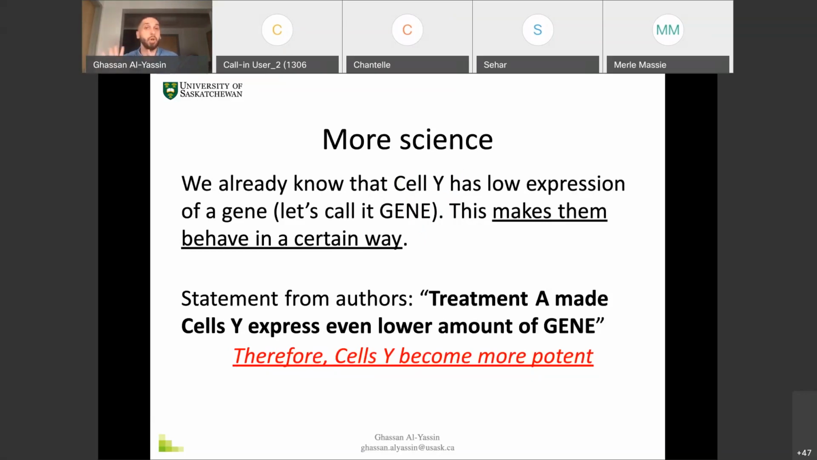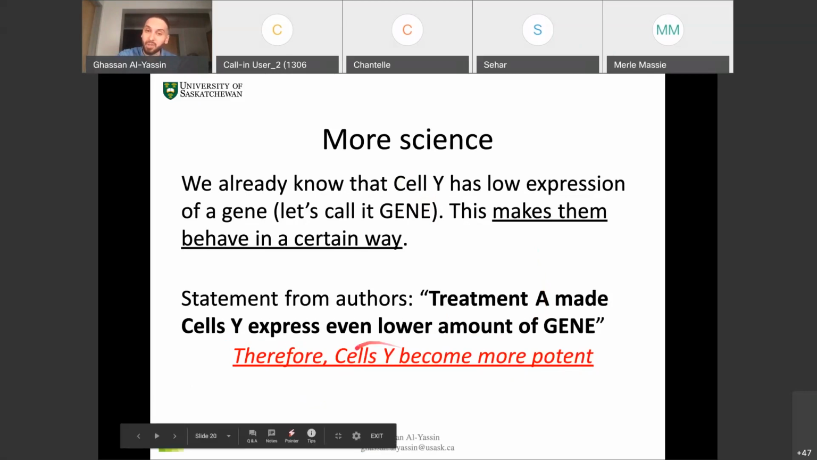Okay, we already know this. This is nothing new. This is not what the authors were saying. The authors and all of us out there know this already. But then the authors made a very interesting statement. They said their treatment A made cells Y express even lower levels of this gene of interest. And they said that their treatment is making cells Y even more potent.